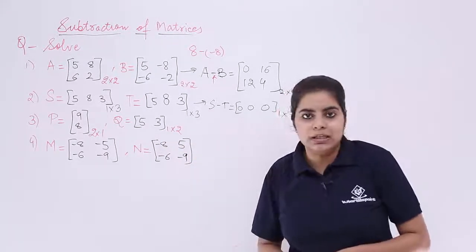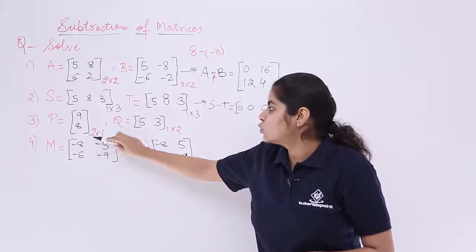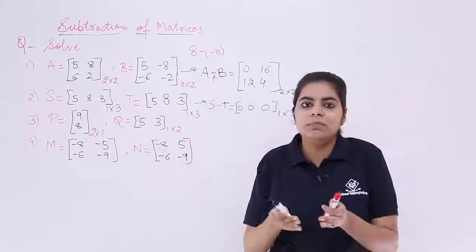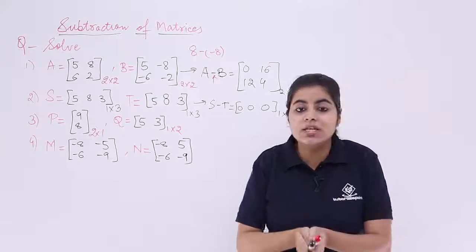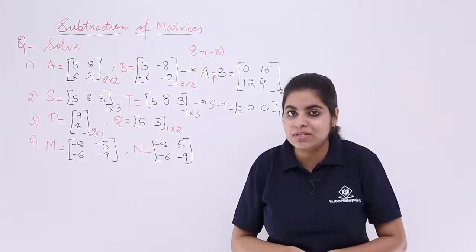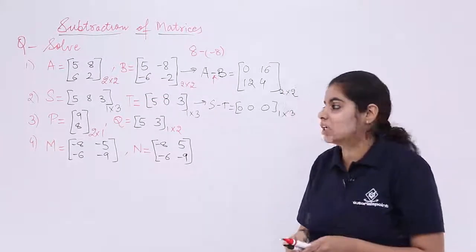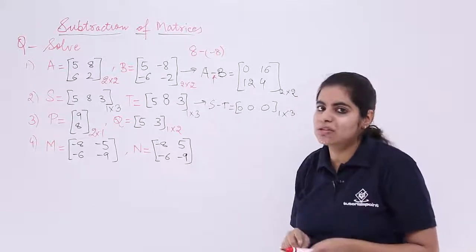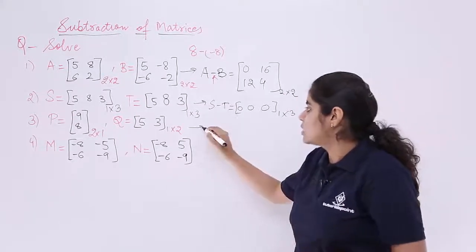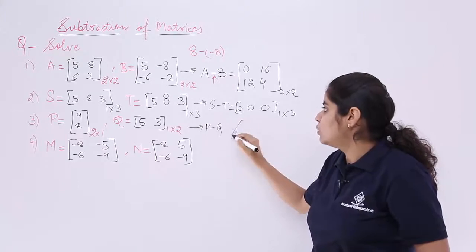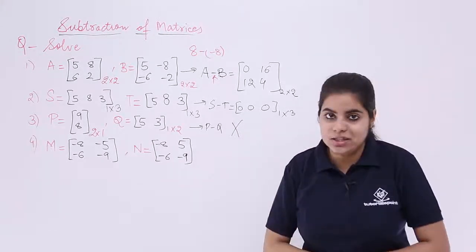So, what does that mean? That means the order is 2 by 1 here, 1 by 2 here. That means the order is not same, and when the order is not same, you cannot add or subtract the matrices. So, that means the answer of P minus Q does not exist. Hence, P minus Q is not possible. So, we don't have any answer to P minus Q.